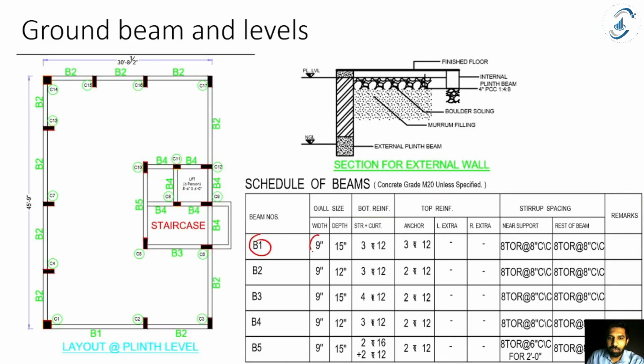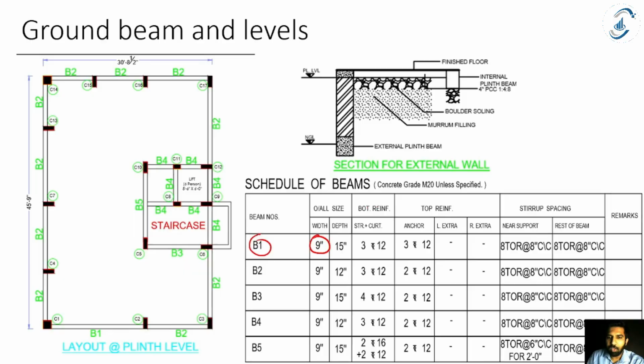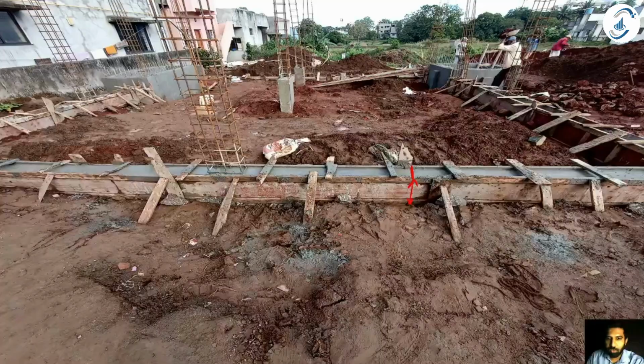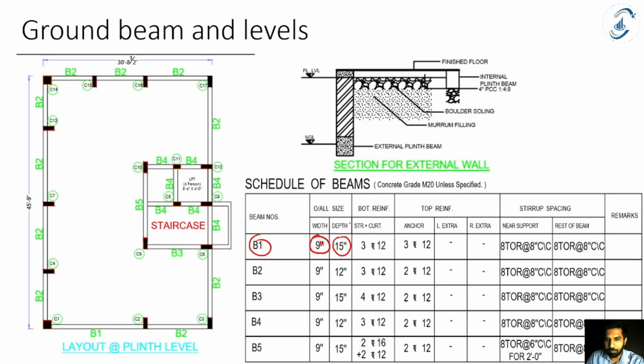So first things first, what is the width of my plinth beam? As we can see here, this is the width of my plinth beam, this is the depth of my plinth beam. As it is mentioned in this drawing table here, the width of my plinth beam is 9 inch and depth is 15 inch. So this dimension is going to be 9 inch, which is the width of my plinth beam, and this is going to be the depth of my plinth beam.